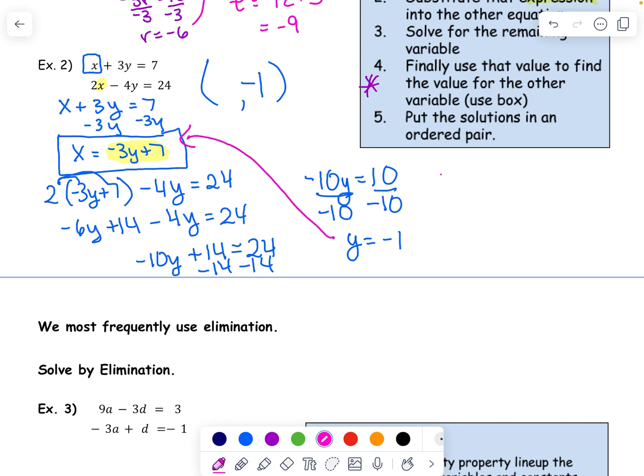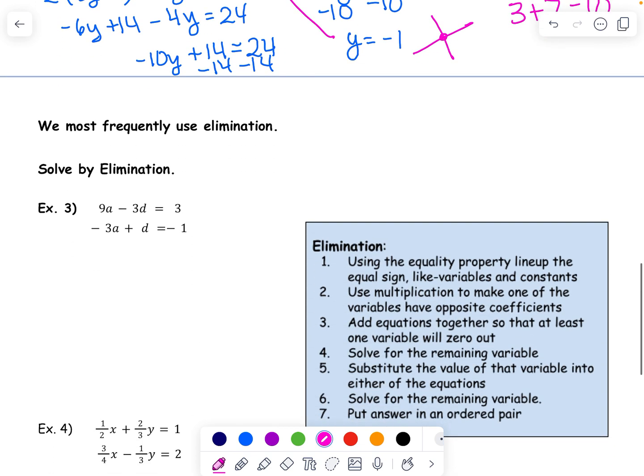So we take this y back up into our box because we know to find x, we would have negative 3 times our y value, and we would add 7. So 3 plus 7 is going to be 10. And so again, we have one solution, which makes our system consistent and independent, which means our lines are crossing at one point and sharing one point.